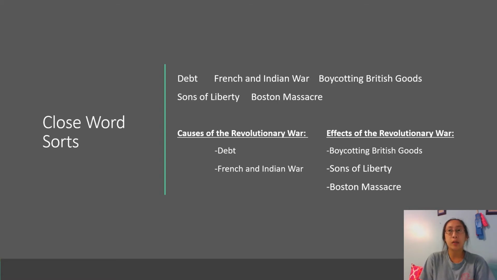The Sons of Liberty was a group that got together to try to abolish the act of having to repay back Britain. And then the Boston Massacre was when Britain just shot a whole bunch of people up in North America. So that was one of the effects of the Revolutionary War.